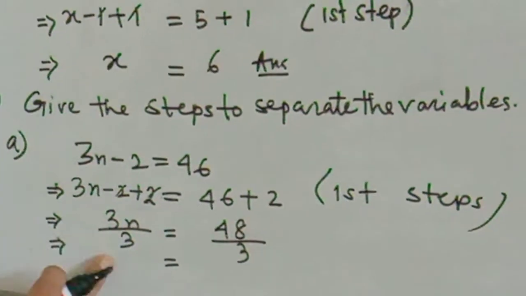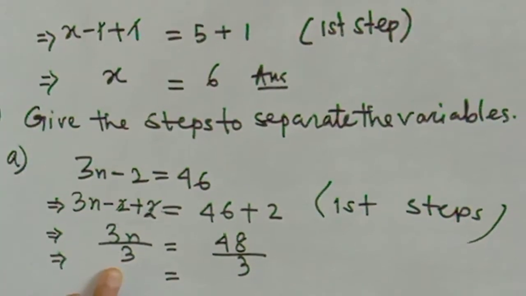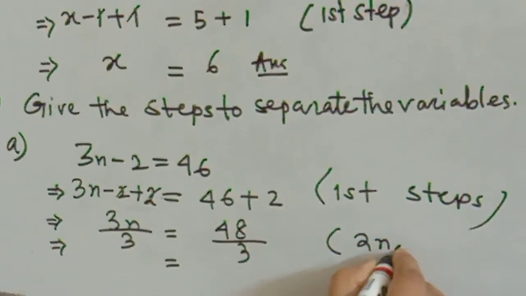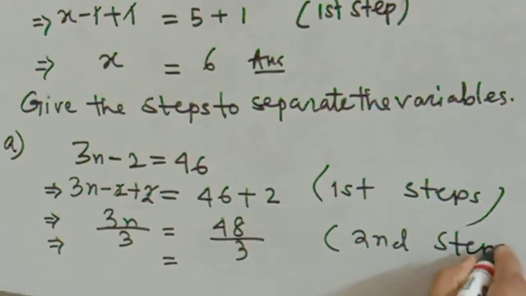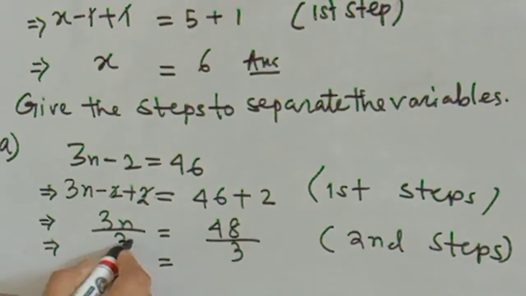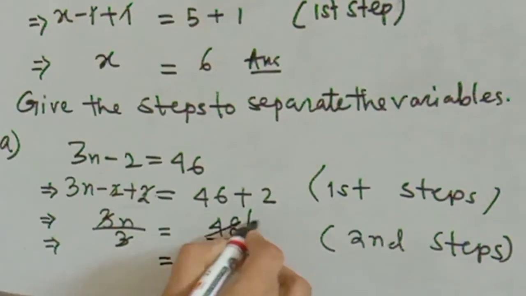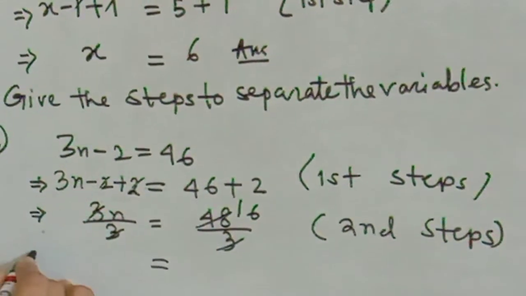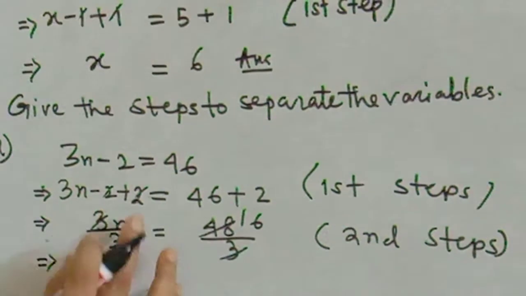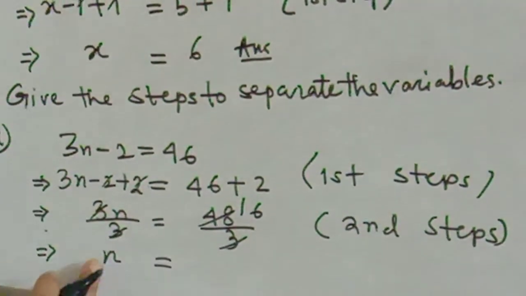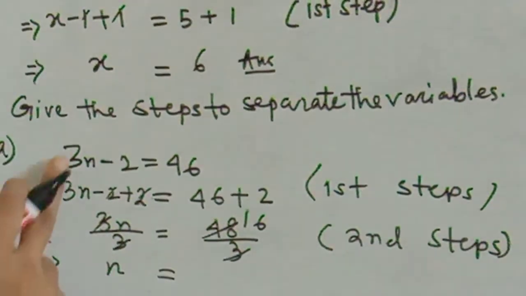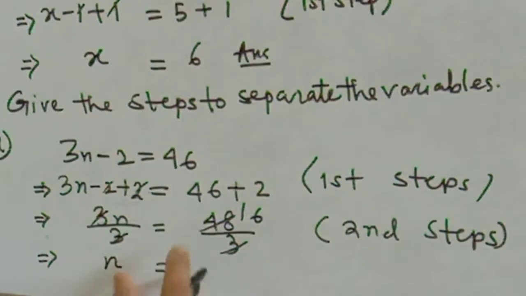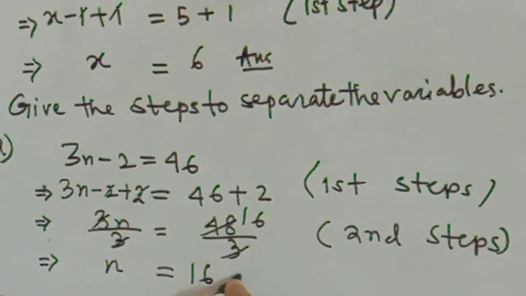Next, when I am dividing the left hand side by 3 and the right hand side also by 3, this is the second step. Now if you divide 48 by 3, it is 16. Therefore you can see clearly that n is now completely separated from all the numbers, all the constant terms, all the coefficients. n is completely separate, and your result of n is 16.